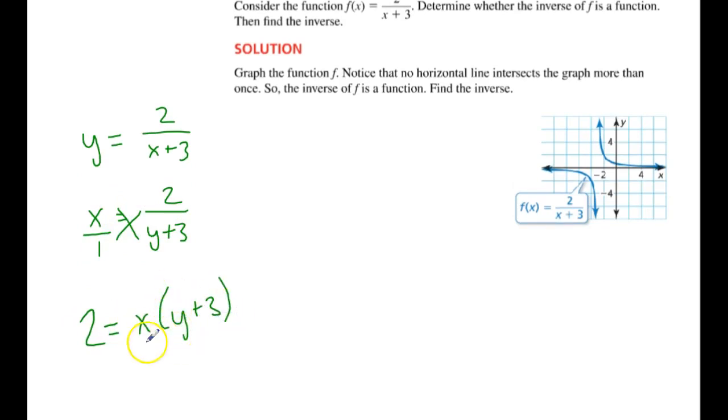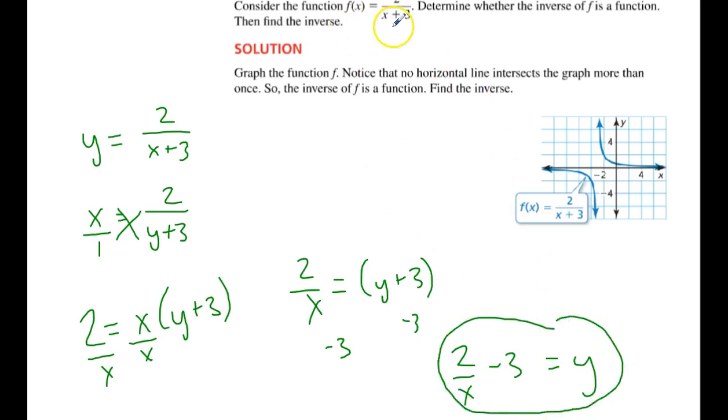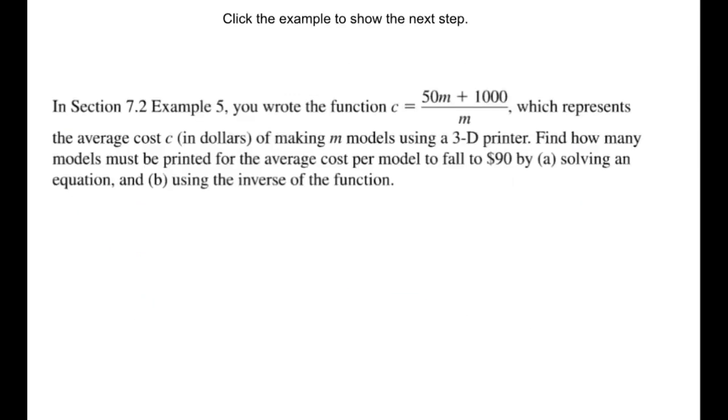Well, I know I'm getting y by itself, so I'm going to go ahead and divide by x, which leaves me with y plus 3 on the right side. So now to get this y by itself, I subtract 3, so I end up with 2 over x minus 3 equals y. So this right here would be the inverse of the function that's given up here. So all I do again is switch my x and my y and then solve for y. And here when I do that, I just end up with a rational equation, and so I can use cross multiplication to get that y by itself.